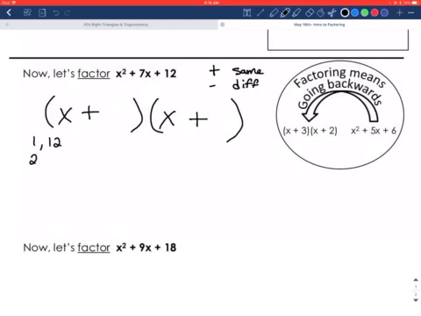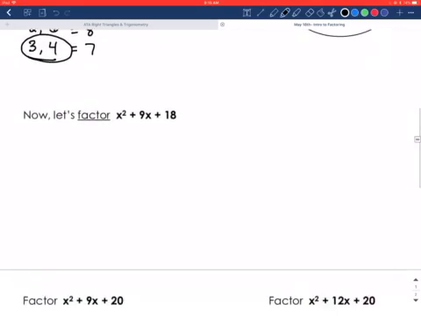Now the factors of 12 are 1 and 12, 2 and 6, and 3 and 4. So we're just adding these together to see what they will get. And the only one that gives us 7 is 3 and 4. So these are the ones that we're going to use. And very, very important, you're going to put the bigger number first. So that's x plus 4 and x plus 3. If you flip them in this case, that's okay, but it's not okay in all cases. So you need to be very careful with that. Make sure that you always put the bigger number first.